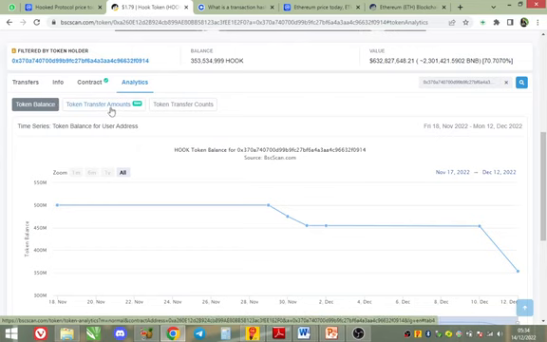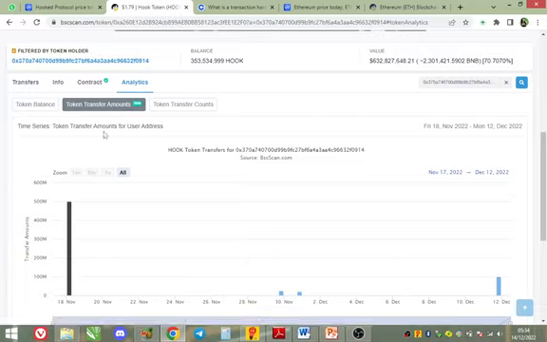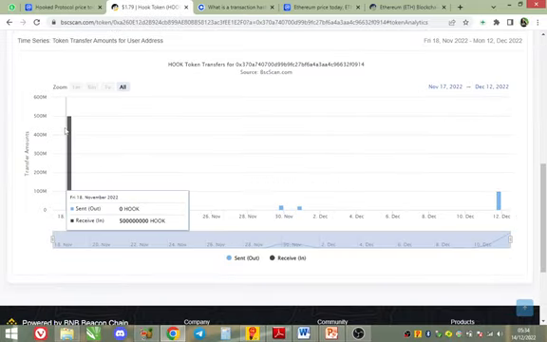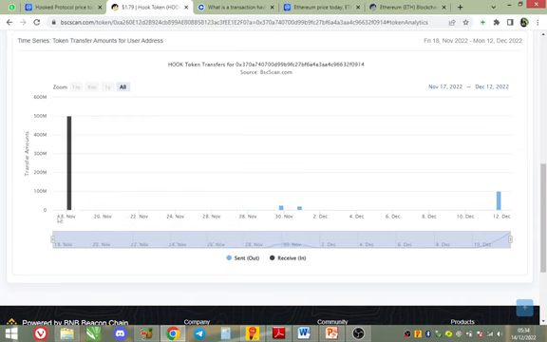If you want to see the token transfer amount, that is the amount of tokens that they have transferred. From 18th November, they did not send out any token. You can see we have sent and received. This receipt means they received 500 million tokens on 18th November. The blue is for sent, while the black is for receipt.